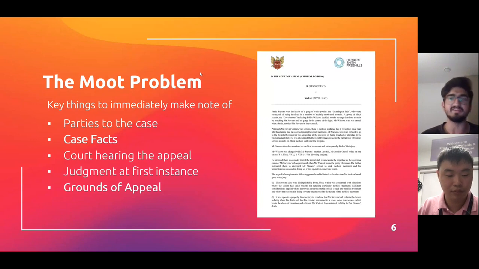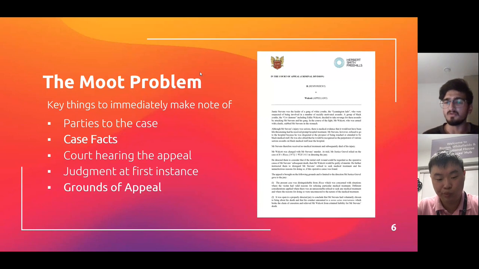The first thing is obviously the parties to the case. In this case, it's the Crown against Walcott. The Crown is the respondent, as is indicated, and Walcott is evidently the appellant. The next thing is to look at the case facts. Take your time, read over the problem, and something that a lot of people have found useful in the past is making a timeline of the facts of the case. This will help you break down what's happening, and it makes it a lot more digestible.